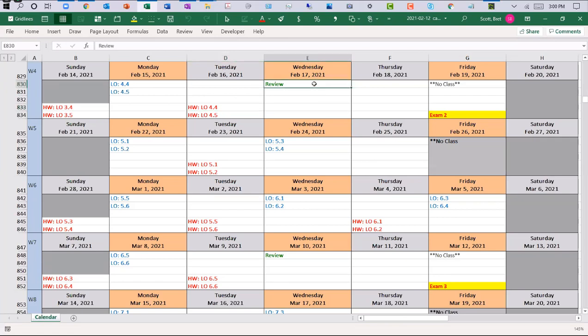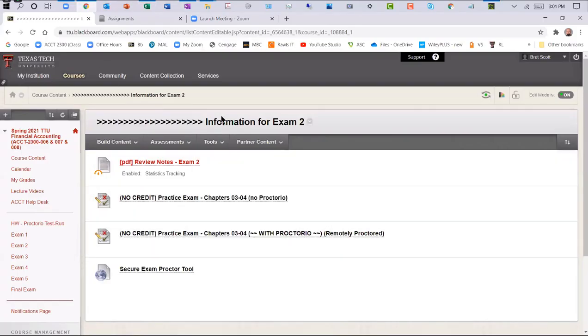On Wednesday, we'll go through a review to help us prepare for exam 2, which will happen during normally scheduled class time this Friday. So make sure you have that time booked accordingly. You need to make sure that Proctorio is installed on your computer. Same process as we did before. I've put up on Blackboard in the exam 2 information folder the review notes, which we'll go through on Wednesday, as well as a couple practice exams, one with, one without Proctorio. Make sure you check that out.